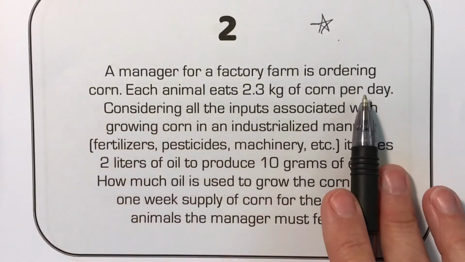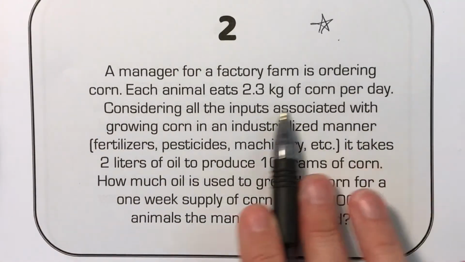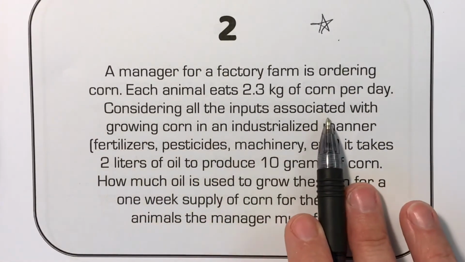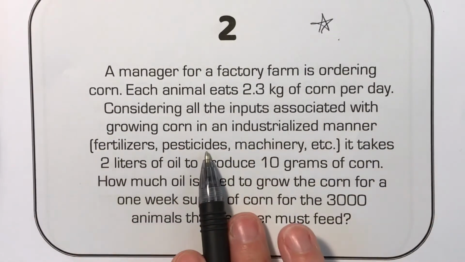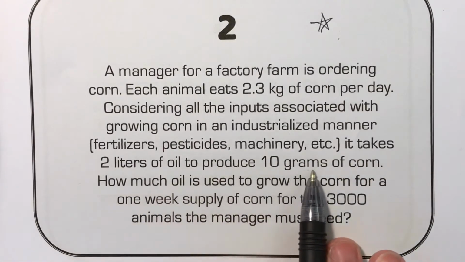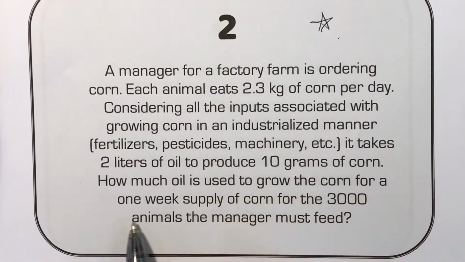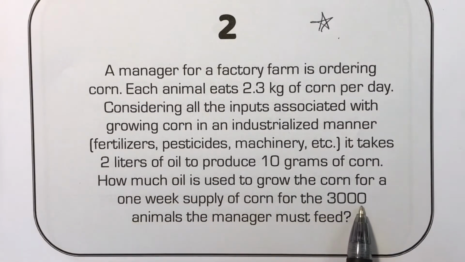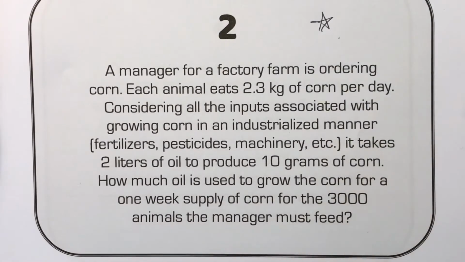So a manager for a factory farm is ordering corn. Each animal eats 2.3 kilograms of corn per day. Considering all the inputs associated with growing corn in an industrialized manner, fertilizers, pesticides, machinery, etc., it takes 2 liters of oil to produce 10 grams of corn. How much oil is used to grow the corn for a 1-week supply of corn for the 3,000 animals the manager must feed? All right, so we read the problem.